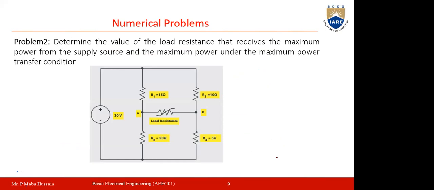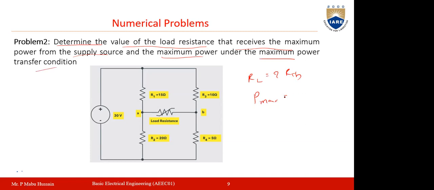Right. See another problem here. Determine the value of load resistance that receives the maximum power from the supply, and the maximum power under the maximum transfer condition. Here they ask you to find the load resistance at which maximum power is transferred, so this will be equal to R Thevenin. Also they ask to find the P max value, the maximum power under the maximum power transfer condition.